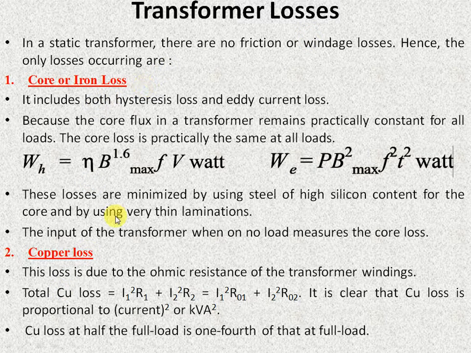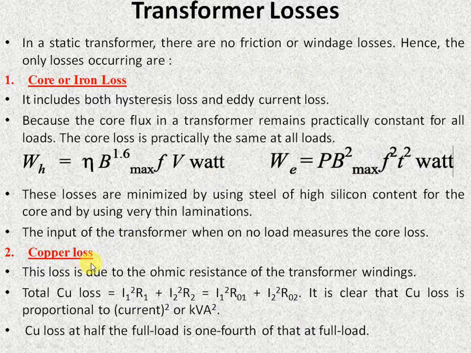Now you just need to know that transformer losses are of two types, there is core loss and copper loss. This core loss is actually further classified into two, there is hysteresis loss and eddy current loss, and their relations are given here. Both these losses can be reduced by providing laminated structure and by making the construction of core with steel of high silicon content in them.